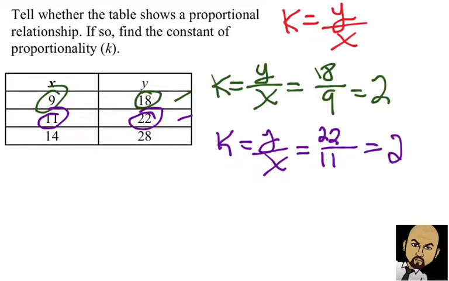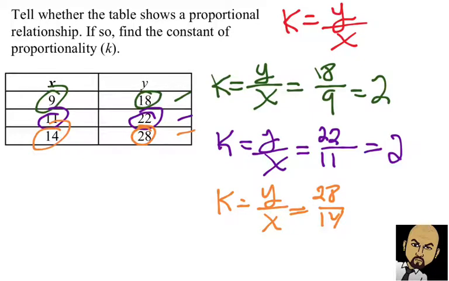And then we need to check the last ordered pair. Write down our equation for the constant proportionality, which is y divided by x. Our y value is 28. That goes on the numerator. Our x value is 14. And so we also end up with 2.